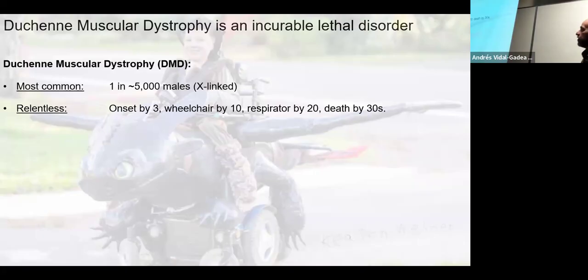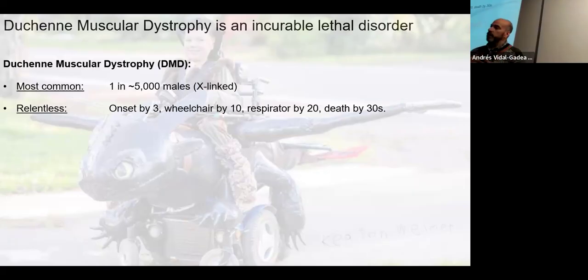It's a relentless disease. Kids start showing symptoms by the age of 3 or so. They're usually in wheelchairs by 10. They will die of asphyxia. They suffocate to death in their sleep because the diaphragm is a muscle, and without ventilators, they will die. But thanks to ventilators, they can live a lot longer. But eventually, they will die in their 30s, typically because of cardiac failure. Okay.